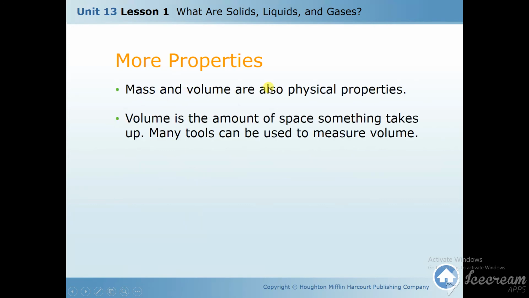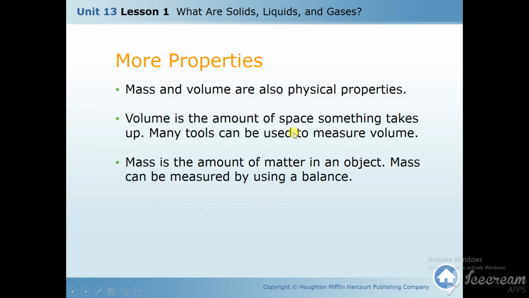Mass and volume are also physical properties. Volume is the amount of space something takes up. Many tools can be used to measure volume. Mass is the amount of matter in an object. Mass can be measured by using a balance.